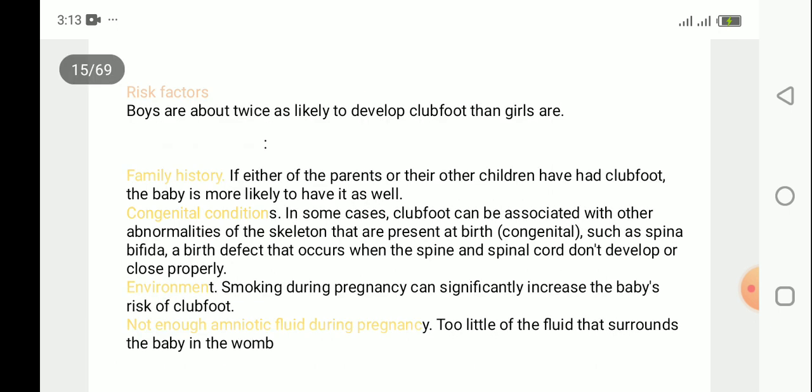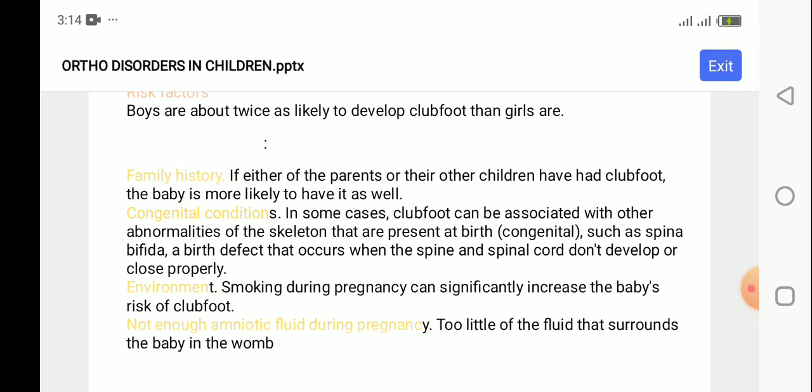Coming to the risk factors, boys are at risk twice as much as girls. Coming to family history, if both parents have clubfoot, the child usually has clubfoot. Congenital conditions associated with skeletal abnormalities, like spina bifida, also come with clubfoot. Environmental factors like smoking and alcohol also lead to clubfoot. And when there is less amniotic fluid during pregnancy, the baby is unable to move freely in the womb, so the baby may have clubfoot.